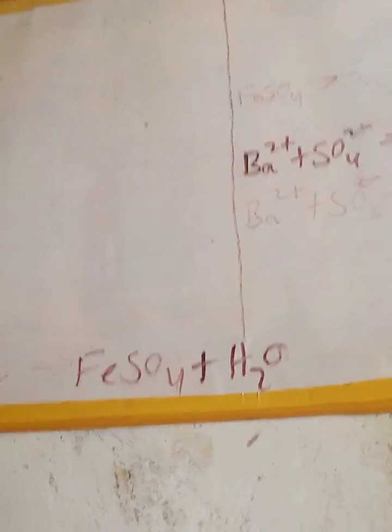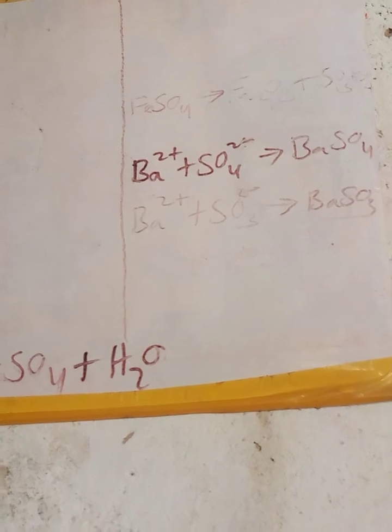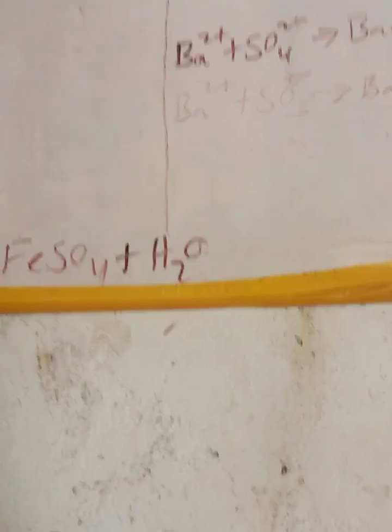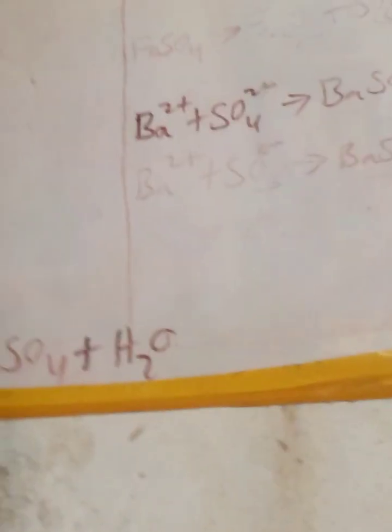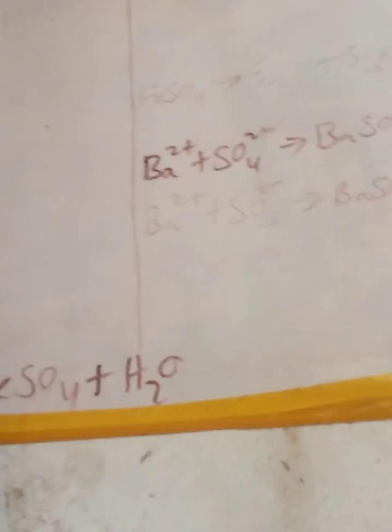So HCl is added to the mixture containing barium sulfate. The precipitate does not dissolve. Barium sulfate is insoluble, so it does not dissolve. So that is the test for sulfite. Let's look at some of the tests for sulfate.